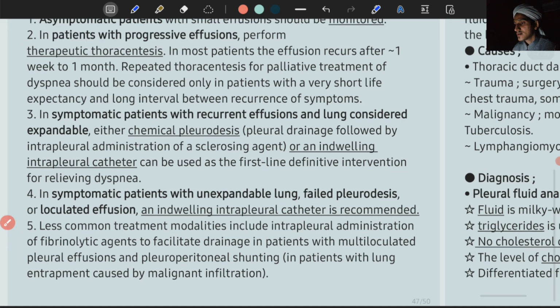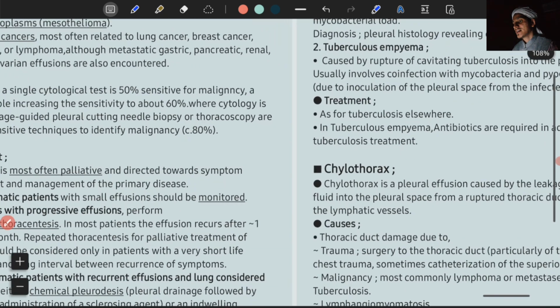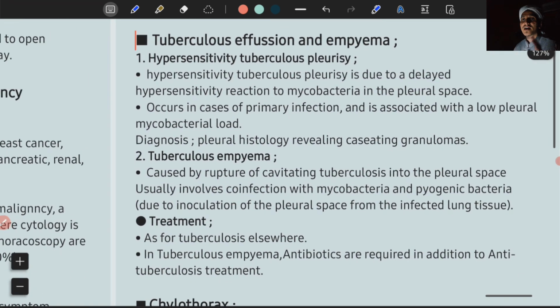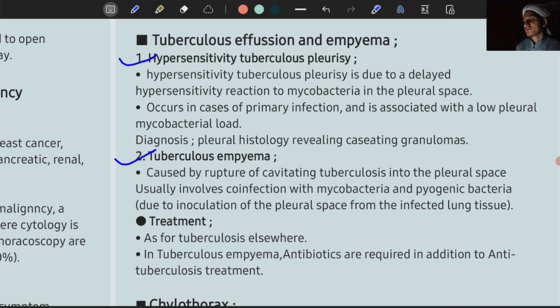So I said at the beginning that the most common causes of effusions are bacterial, mycobacterial, and malignancy. Okay, now coming to tubercular effusion. It can present in two ways. One is hypersensitivity tubercular pleuritis, and second one is tuberculous empyema. One more thing is tubercular parapneumonic effusion, where there is infection also and just effusion, no empyema, no secondary bacterial infection other than mycobacteria.